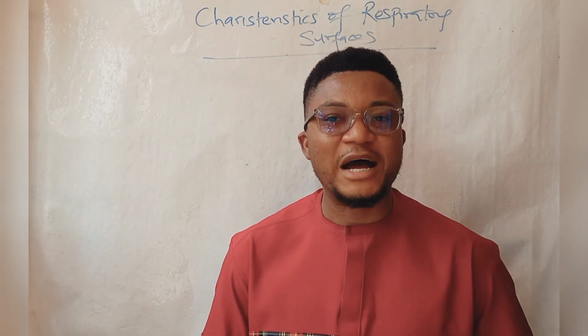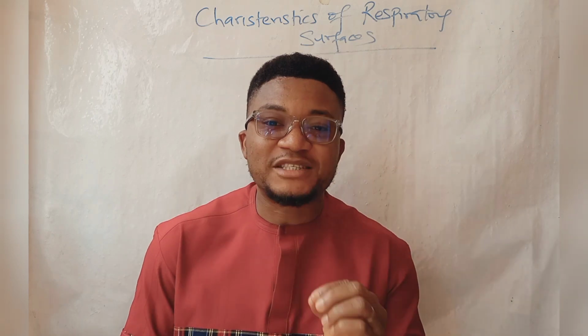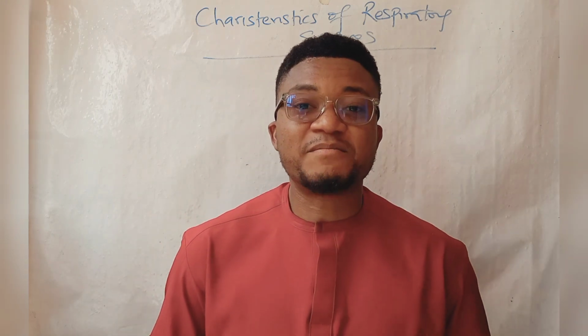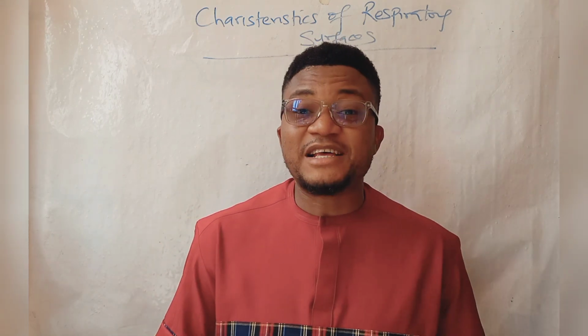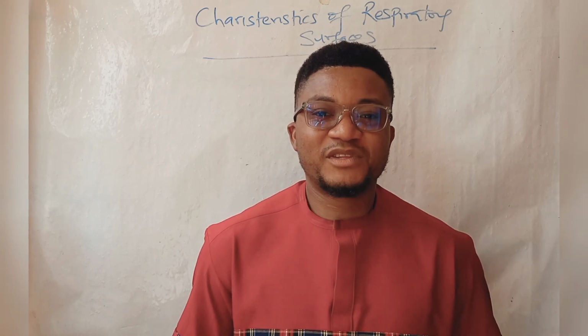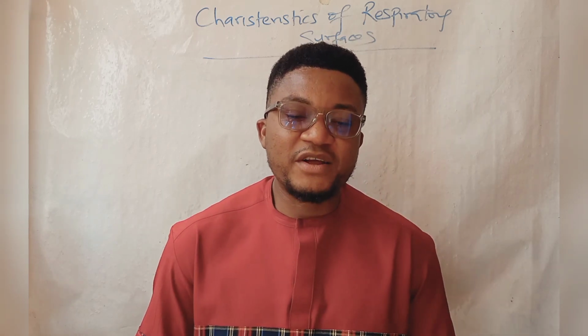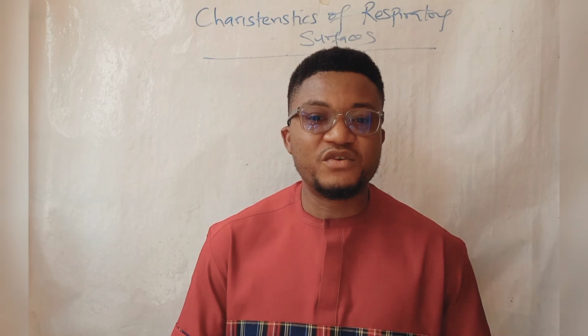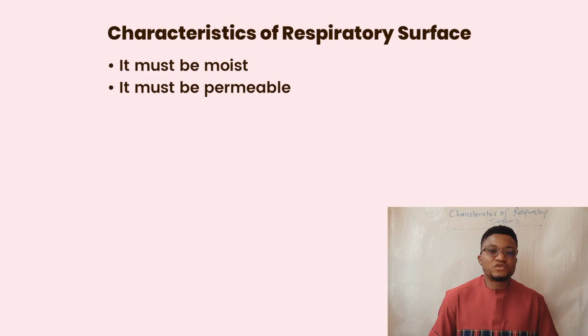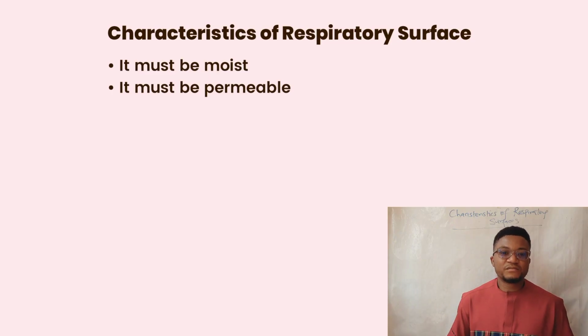Now let's go. Number 1, the respiratory surface must be moist. For example, the lungs must be moist. For example, the body surface of even unicellular organisms must be moist to allow gas to diffuse through them.